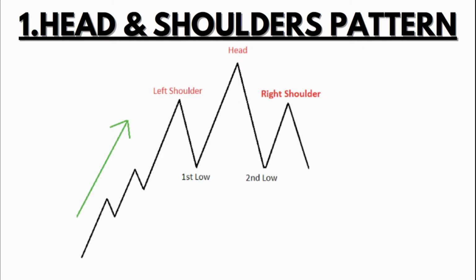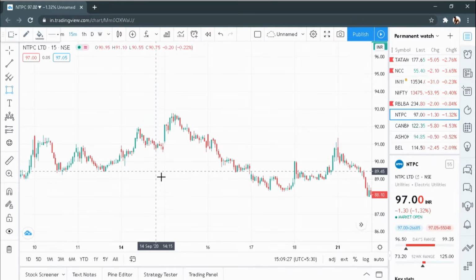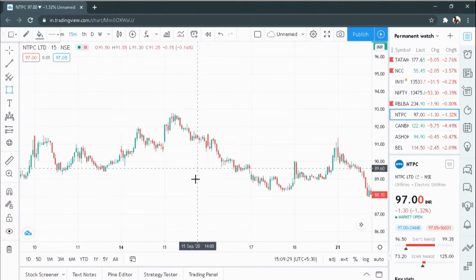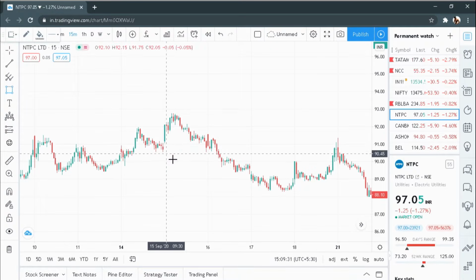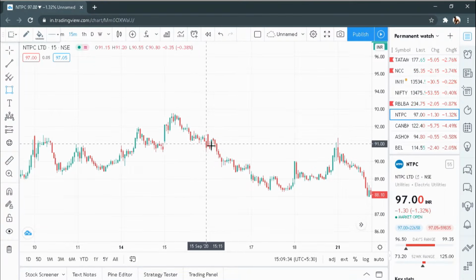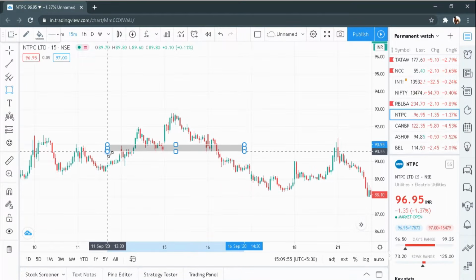Now we will discuss where you can enter, exit, and where you should place your stop loss when you are trading the head and shoulders pattern. So let's look at a real life example. Over here I have a real life example of the head and shoulders pattern. You can see here the left shoulder, then the head forms over here, and then the right shoulder forms. Let me just draw a neckline for the pattern over here.